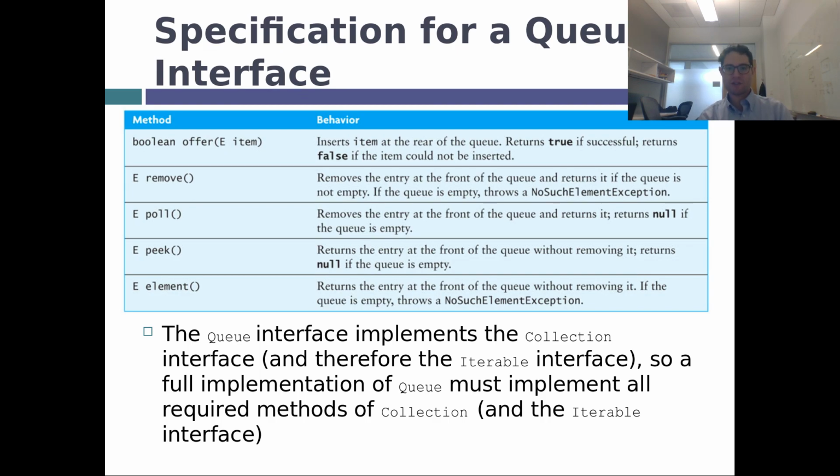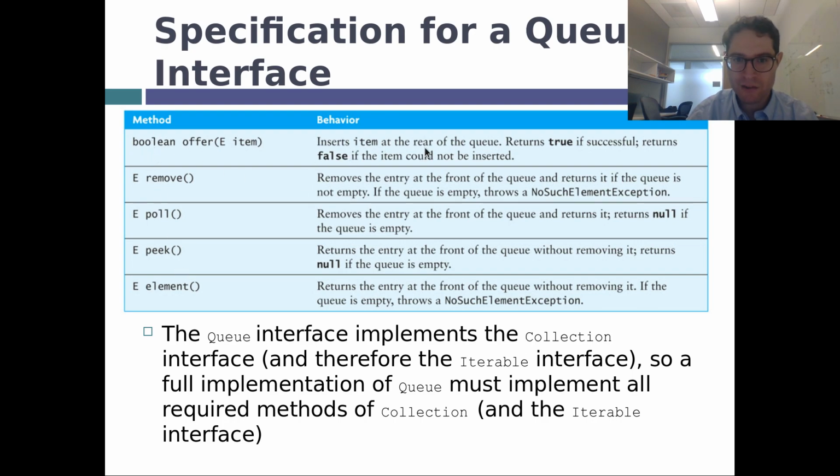Just like the stack, we have a very simple number of methods. They have 5 here, which I think is one too many. Honestly, in my opinion, they don't need a poll and remove, and they don't need a peek and element. The difference is whether it returns null or throws a no such element exception. But anyway, I'm going to go ahead and ignore those.